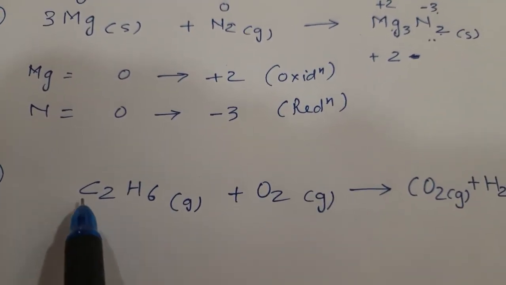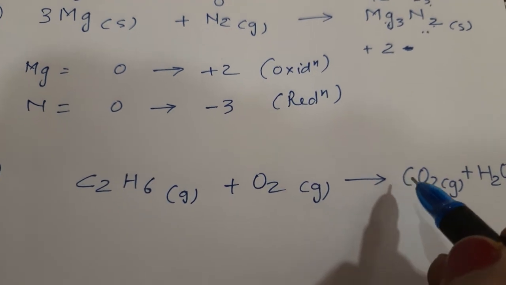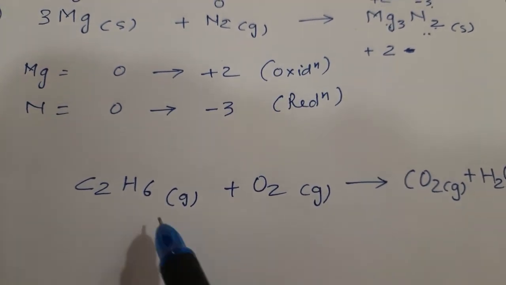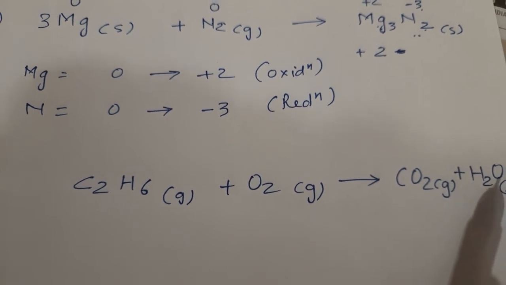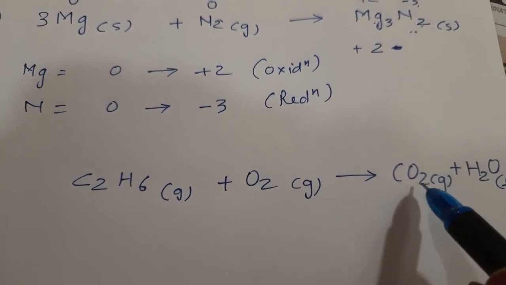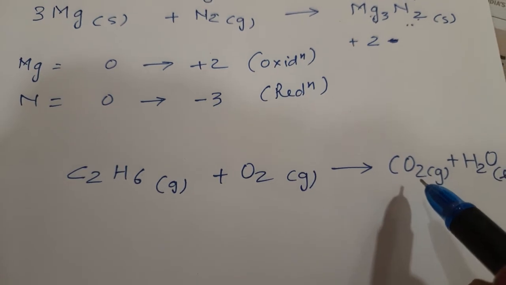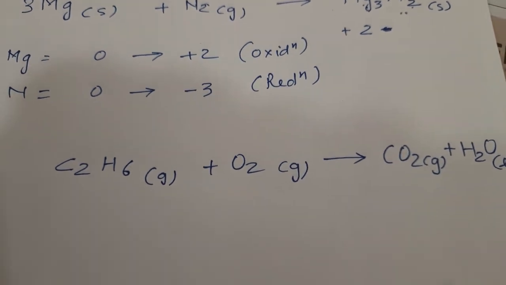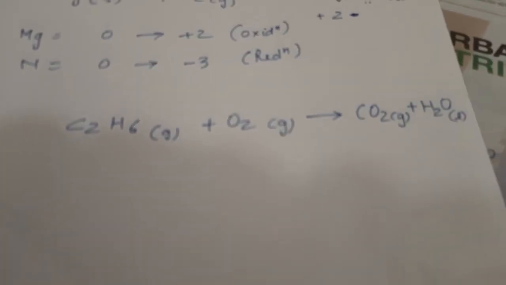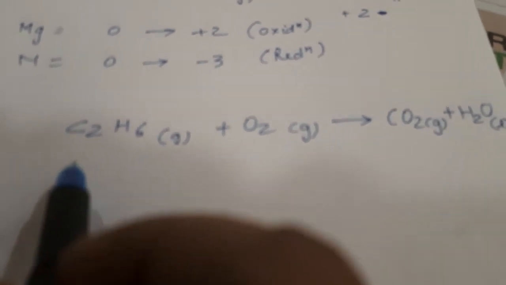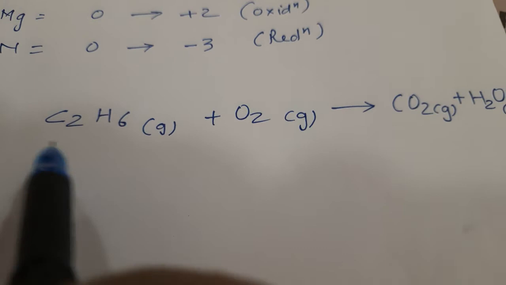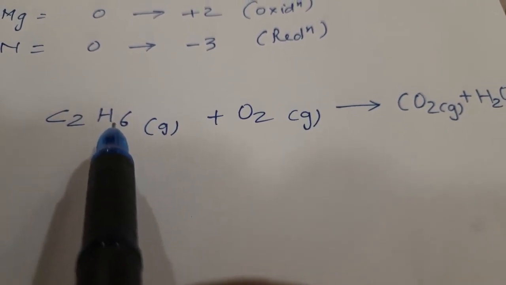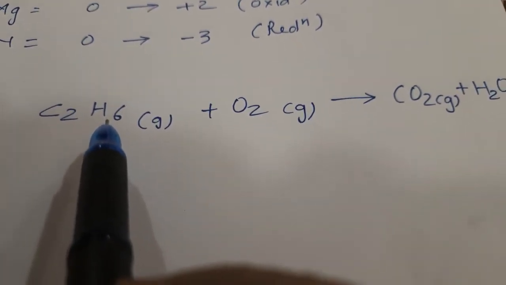So balance it: C2, so if I write here 2CO2, then H6, so 3H2O. So 3 oxygen, and 7 oxygens should be there. So it is not a balanced reaction. So let us balance. If we take 2C2H6, then carbon will be balanced, but hydrogen will be 12. Okay, so hydrogen is 12.